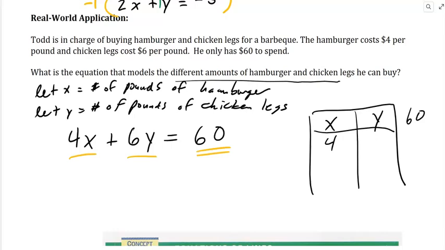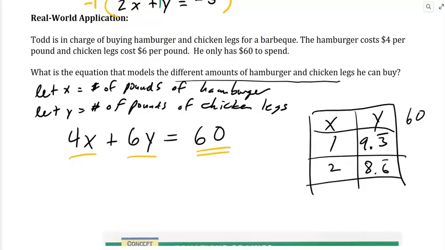How many times will 6 go into 56? So by 9.3, a little over 9 pounds of chicken legs. Sorry, that's 1 pound there, my bad. All right, if he buys 2 pounds of hamburger, that's $8. 60 minus $8 is 52. 52 divided by 6 is 8.6. So we could buy 8.6 pounds, and so on. And we could keep on going, but we don't need to.